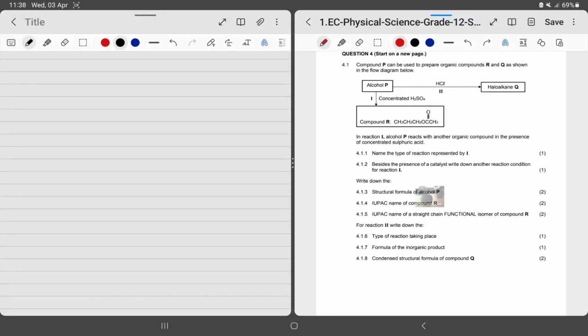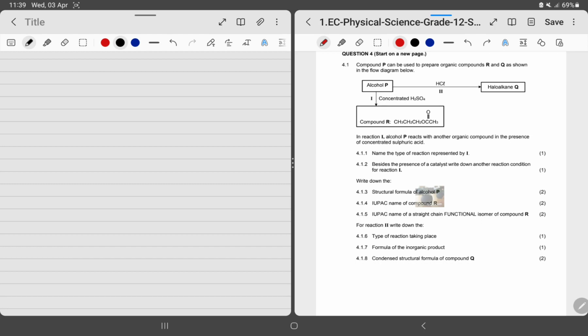Compound P can be used to prepare organic compounds R and Q as shown in the flow diagram below. We are given alcohol P in reaction 1 in the presence of concentrated sulfuric acid, and then we are producing an ester. I know that is an ester because of its functional group. And then in reaction 2, the alcohol in the presence of hydrochloric acid gives me the corresponding haloalkane.